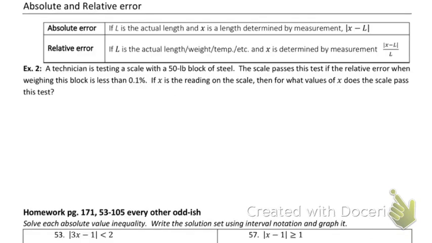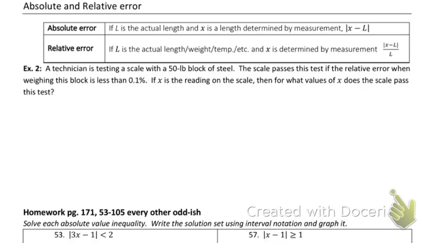All right, the last thing we're going to talk about is absolute error and relative error. This can be on the test. I would just give you the equations for it, but it can be on the test. Absolute error: if L is an actual length and X is the length determined by a measurement, then your absolute error will be X minus L.